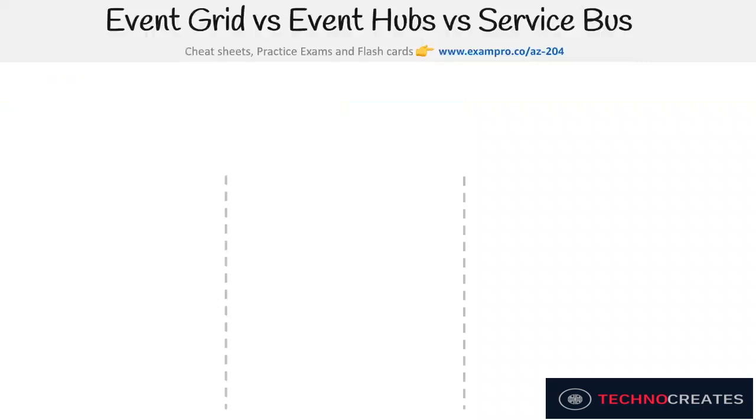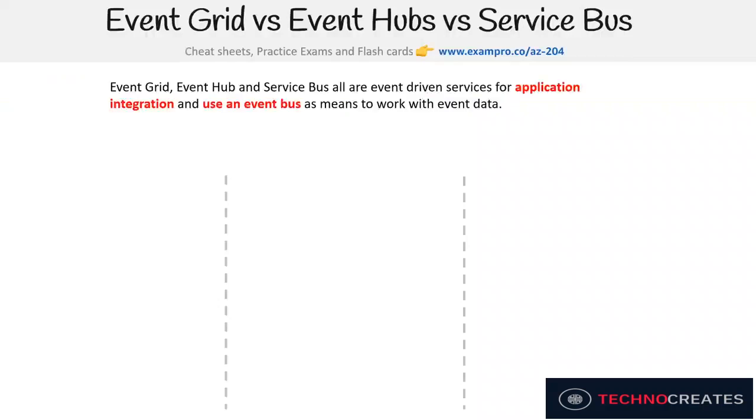All right, let us compare Event Grid, Event Hubs, and Service Bus because these all are event-driven services for application integration and use event buses as a means to work with event data. But it gets confusing because I guess you could say they all have overlapping responsibilities. So let's kind of clear that up.